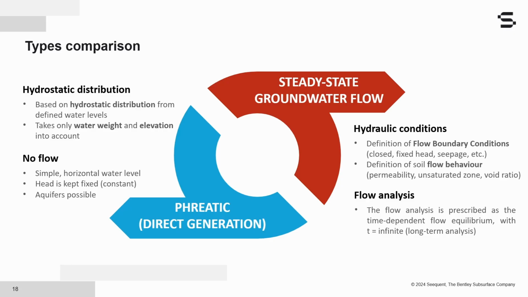And on the other hand, the steady-state groundwater flow pore pressure calculation type determines the steady-state pore pressures and the phreatic level based on the hydraulic conditions that we give as an input. Also, the position of the phreatic level influences the water conditions only at the model boundaries, and the distribution of pore pressure is calculated from a flow analysis based on the boundary conditions and the permeabilities used. And the flow analysis is prescribed as time-dependent flow equilibrium with time equal infinite. So it is a long-term analysis.